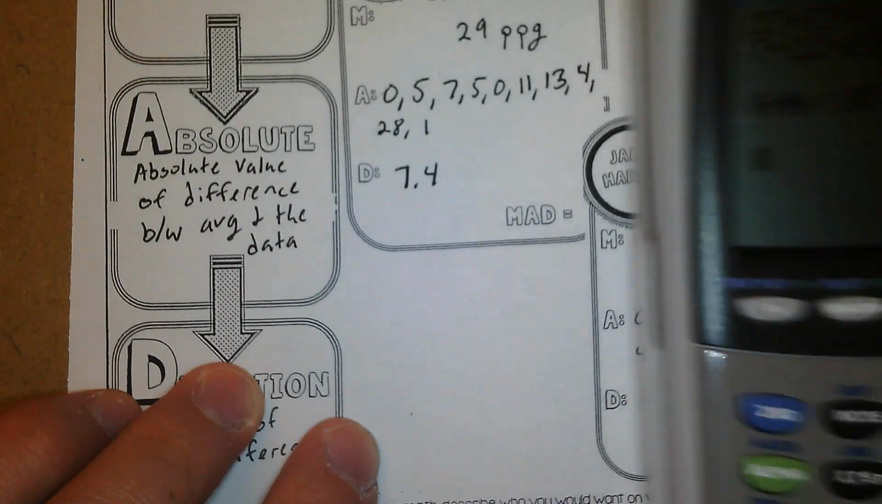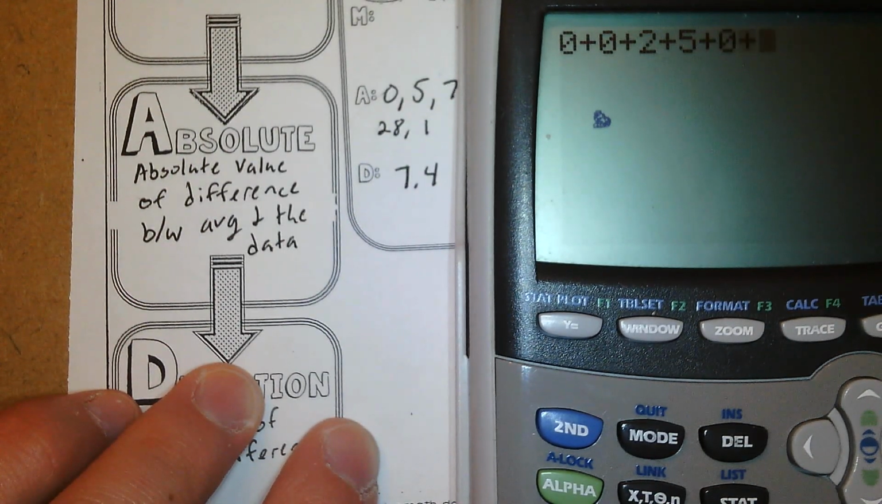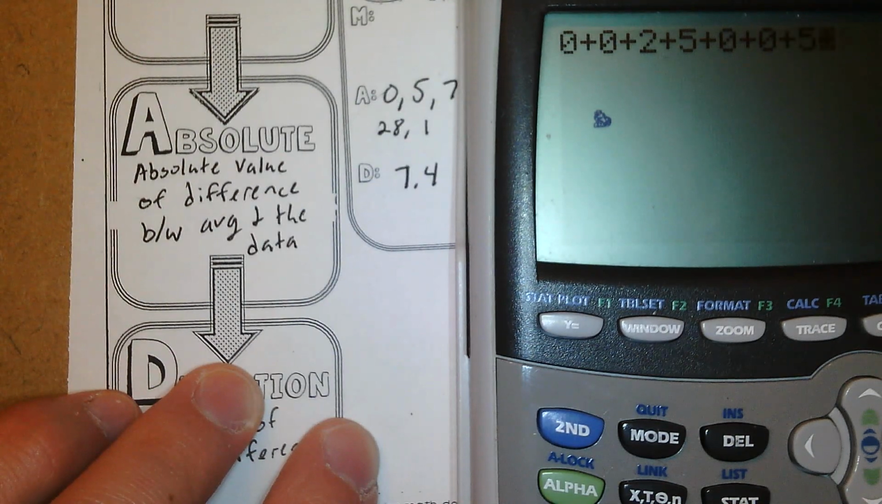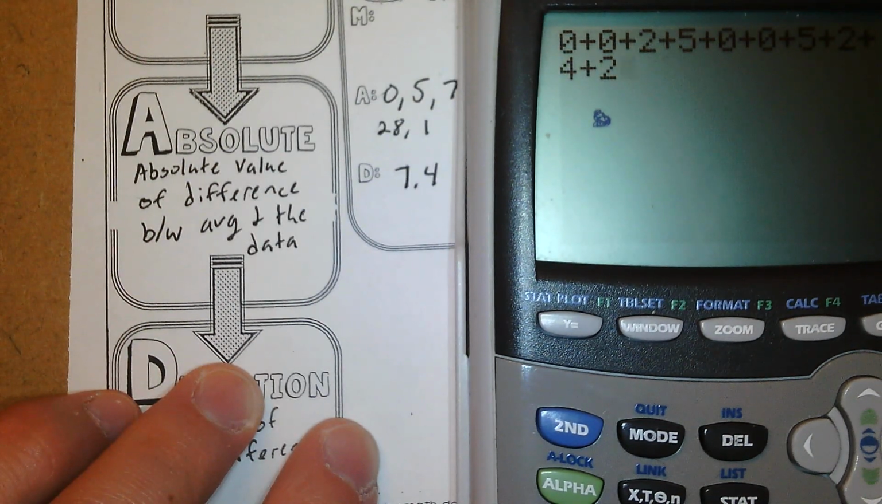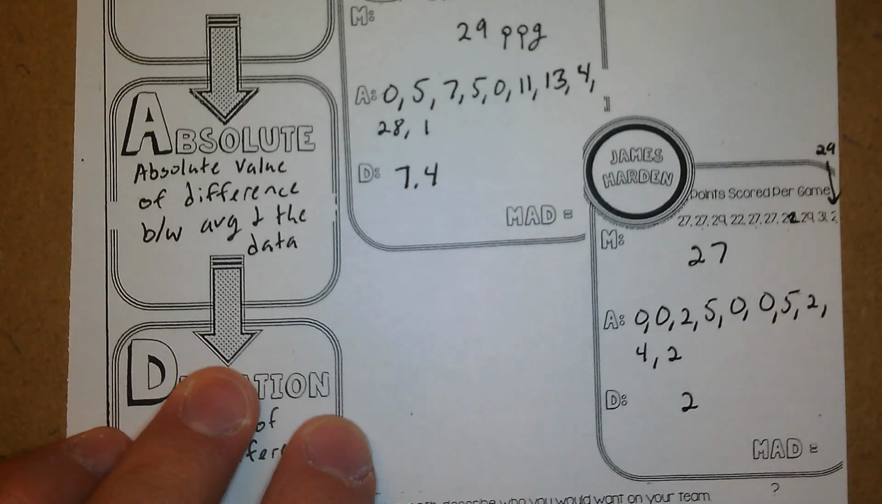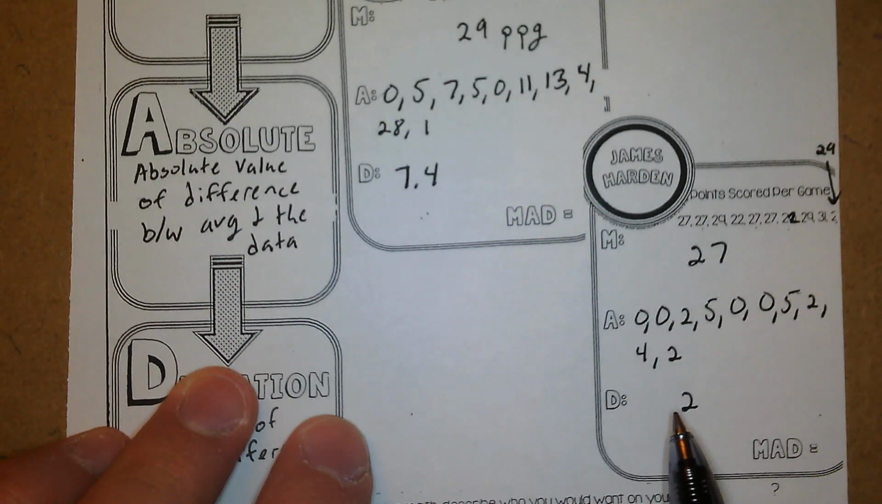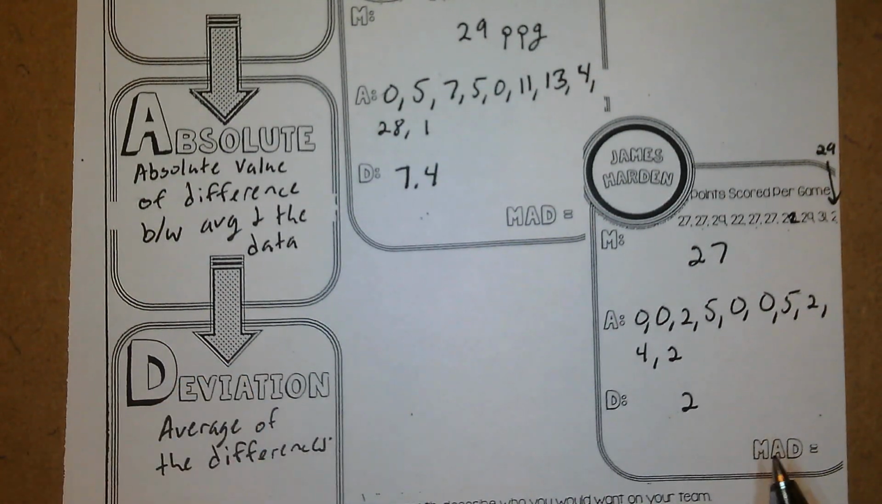Then we add those up: 0 plus 0 plus 2 plus 5 plus 0 plus 0 plus 5 plus 2 plus 4 plus 2. We divide by 10, because that's how many data points I have, and I end up getting 2 as my deviation. So LeBron had a deviation of 7.4, and Harden had a deviation of 2. Now, who would you want on your team?